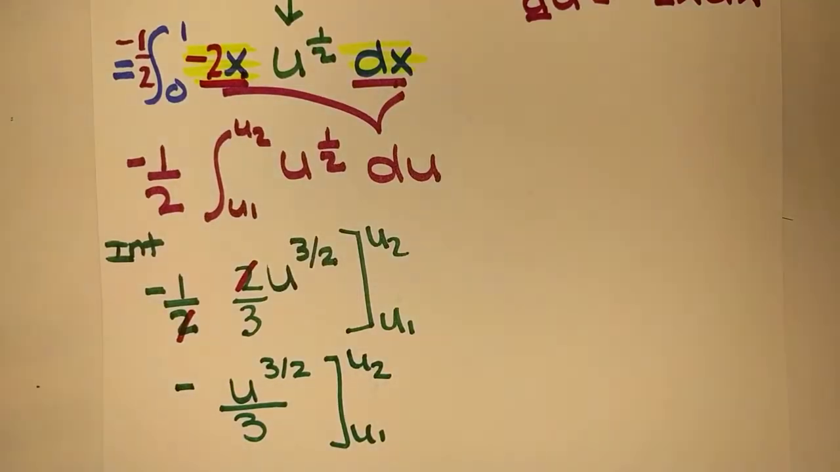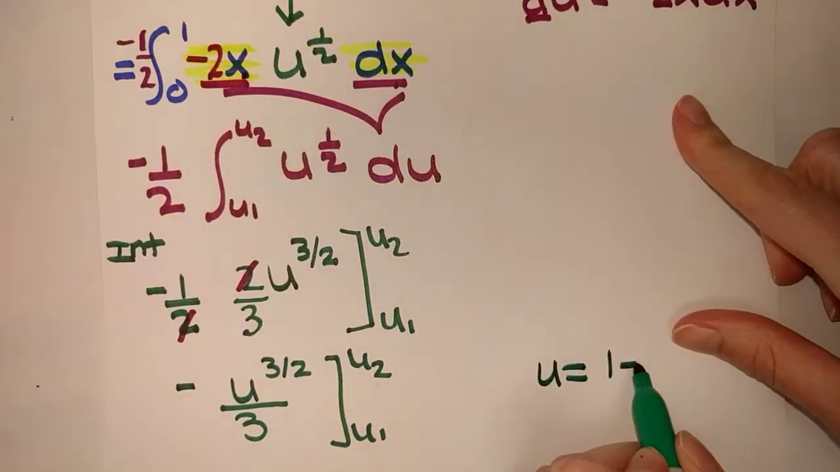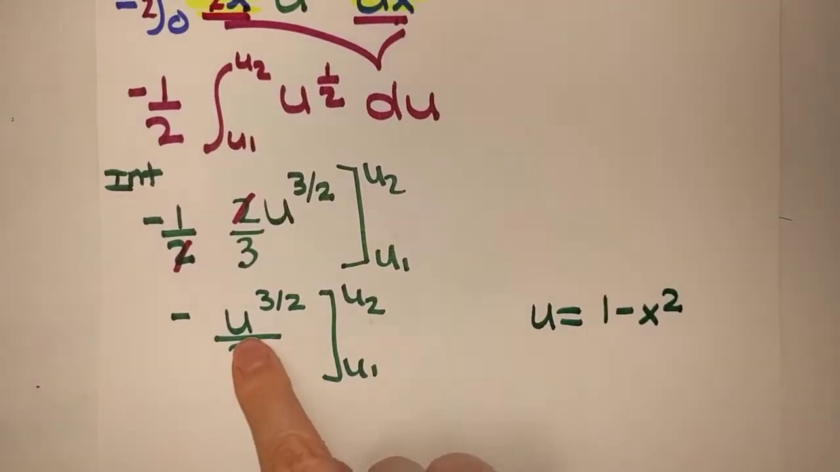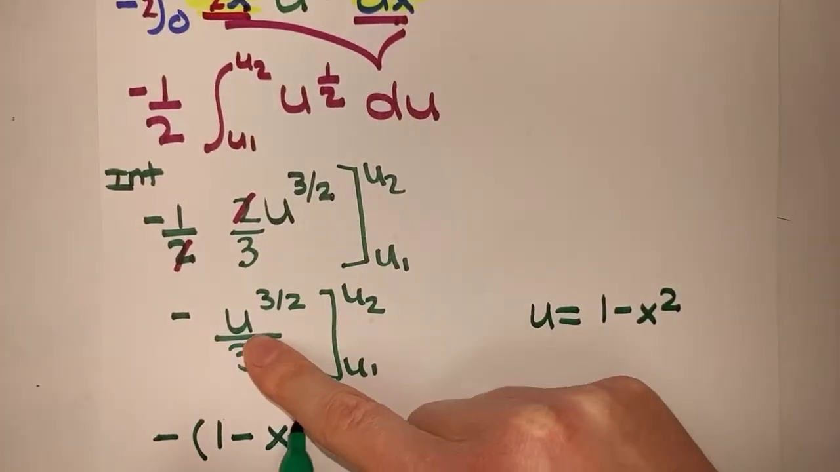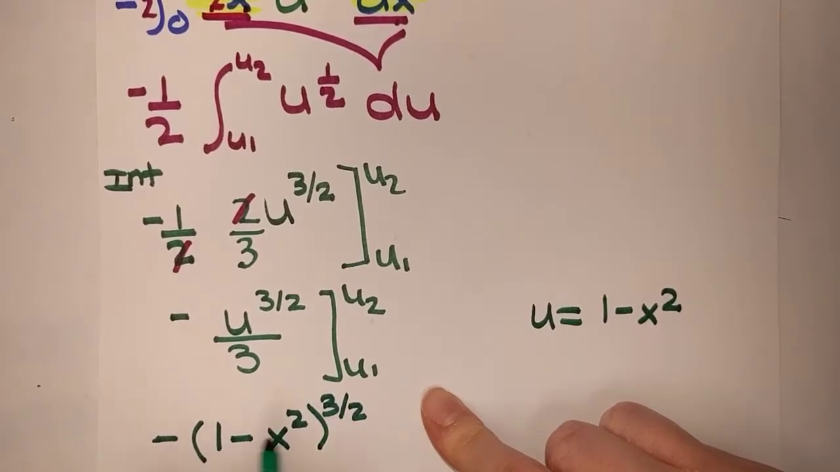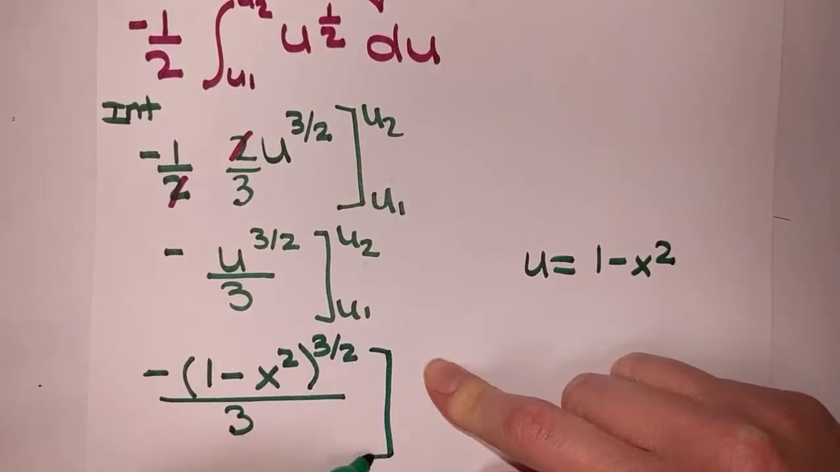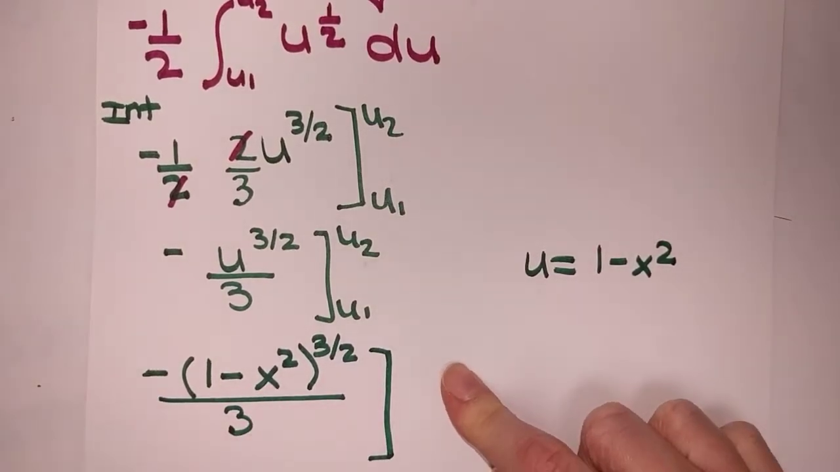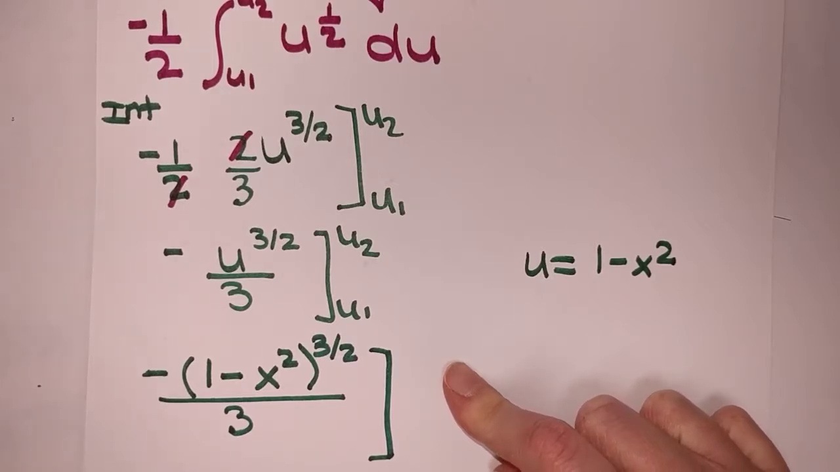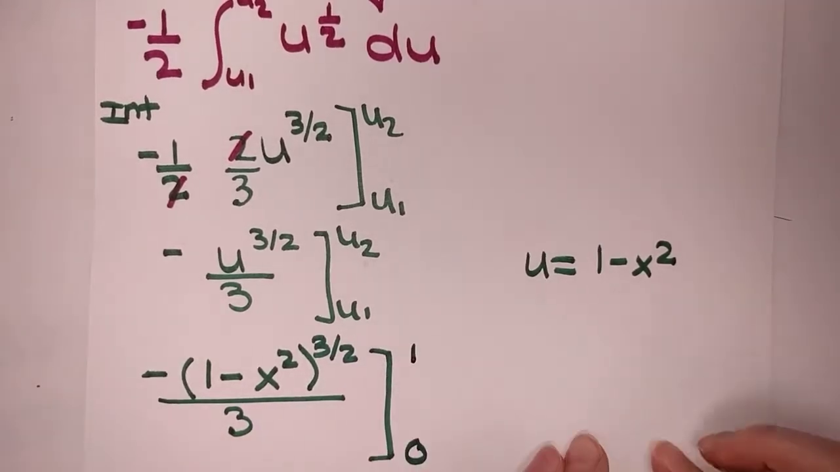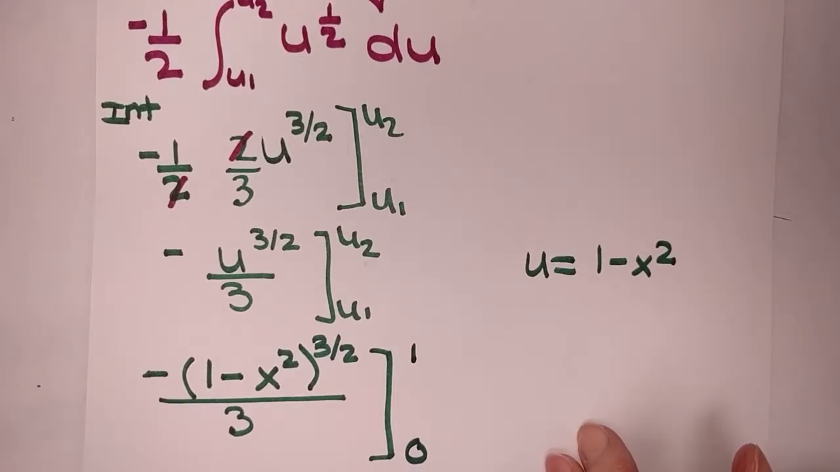Okay, so I successfully integrated here, and now I am ready to switch back to the original variable in terms of x. I used the definition of u, and the definition of u was 1 minus x squared. So in for this u, I plug in the 1 minus x squared, and then to the 3/2 power over 3. Now, at this point, I am switched back to the variable of x, so I can also switch the bounds back to the x bounds. So I'll go from 0 to 1 as those were my original x bounds.